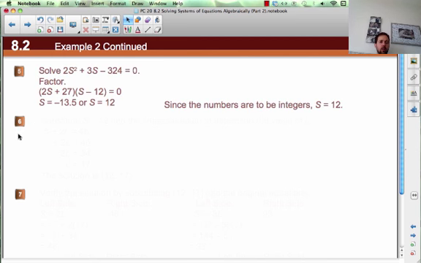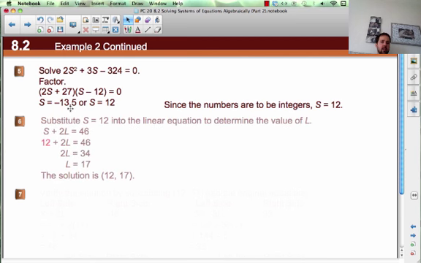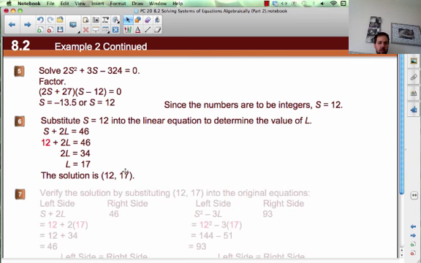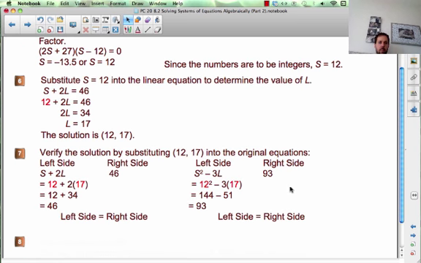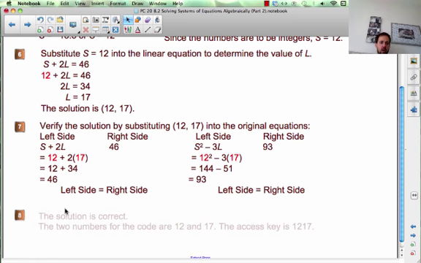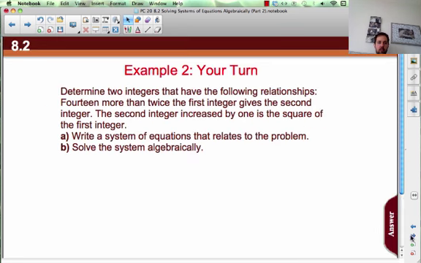There you go. So 13.5 wasn't an integer, which was specified in the question. It had to be an integer, so we have to discard it. 12 is an integer, so then we use 12, plug it back into one of the original equations, and you find it. The other one is 17. So there you go. And we verify by proving that it actually works. And there's your answer based on what the problem is asking us to do.